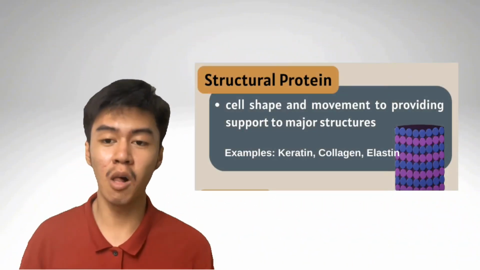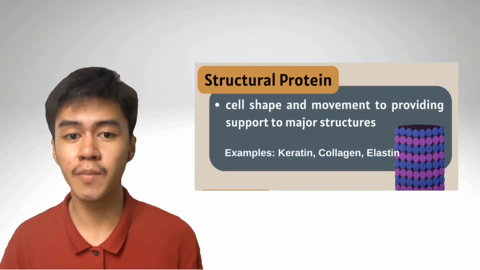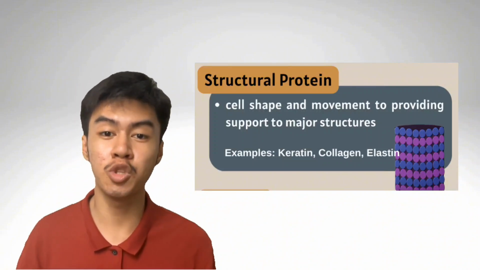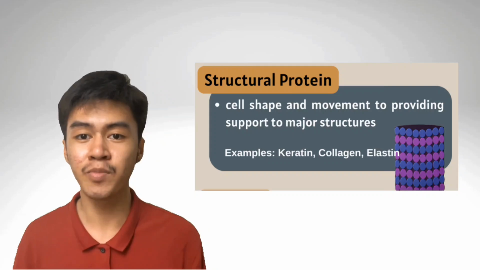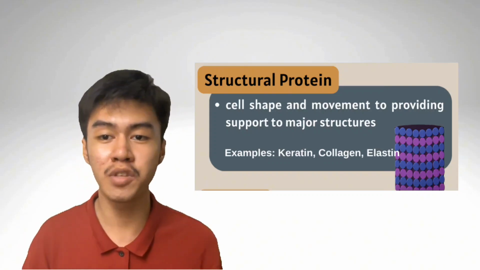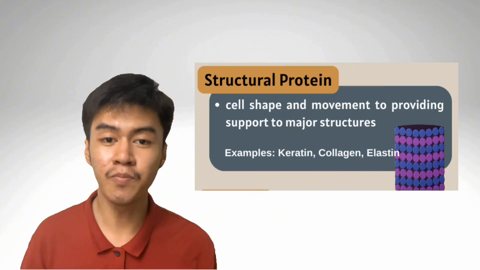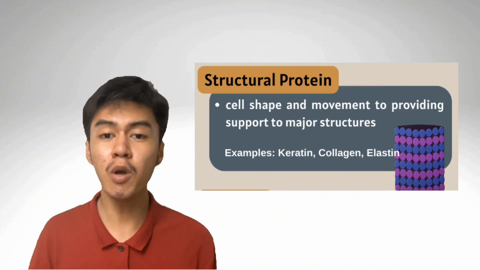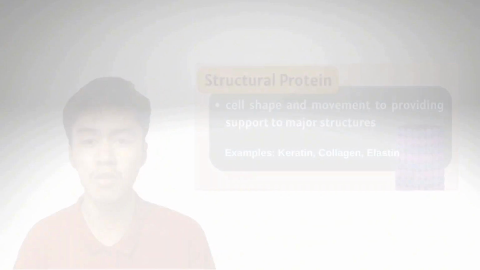From the word itself, structural, they are composed of structural elements. They are responsible for the cell shape and movement to provide support to major structures. Some examples we have here are keratin, which is the primary constituent of skin, hair, and fingernails. We also have collagen, which makes up the tendons and developing bones. Lastly, we also have elastin, which are elastic connective tissues.